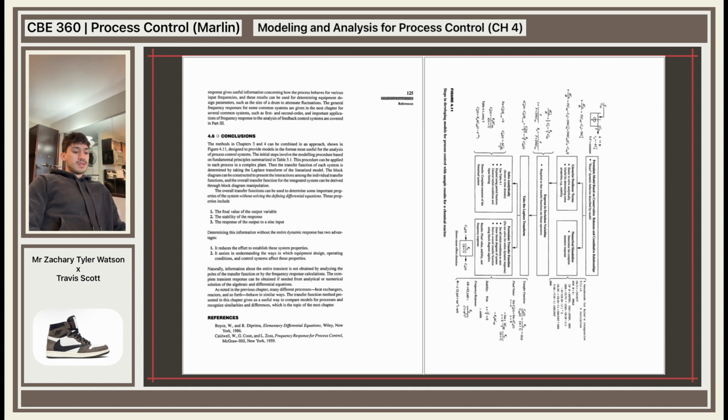Naturally, information about the entire transient is not obtained by analyzing the poles of the transfer function or by the frequency response calculations. The complete transient response can be obtained if needed from analytical or numerical solution of the algebraic and differential equations. As noted in the previous chapter, many different processes, heat exchangers, reactors, and so forth, behave in a similar way. The transfer function method presented in this chapter gives us a useful way to compare models or processes and recognize similarities and differences.